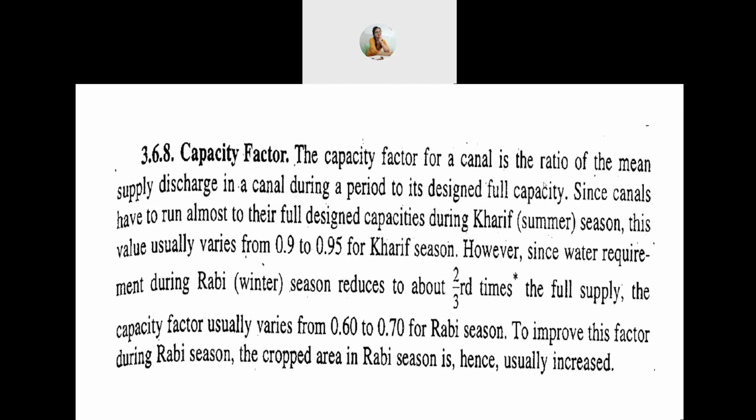Capacity factor. The capacity factor of a canal is the ratio of the mean supply discharge in a canal during a period to its designed full capacity. Since canals have to run almost to their full design capacities during Kharif season, this value usually varies from 0.9 to 0.95 for Kharif season. However, since water requirement during Rabi, that is winter season, reduces to about 2/3 times the full supply, the capacity factor usually varies from 0.60 to 0.70 for Rabi season. To improve this factor during Rabi season, the cropped area in Rabi season is hence usually increased.